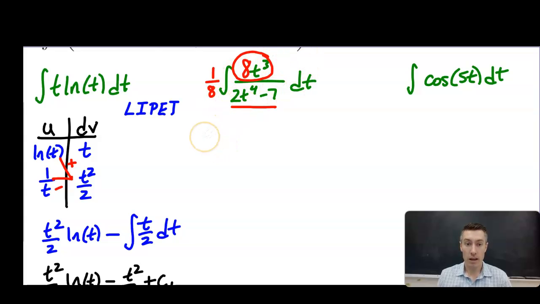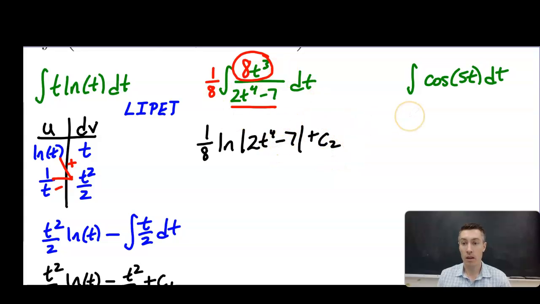And now we integrate, so that's going to be like integrating 1 over u, if we were actually writing out the steps of a u substitution. So the integral of 1 over u would be the natural log of the absolute value of u. So now we just do that without replacing, so it's 1/8 times the natural log of the absolute value of 2t to the fourth minus 7, and plus c2, constant for this integral.